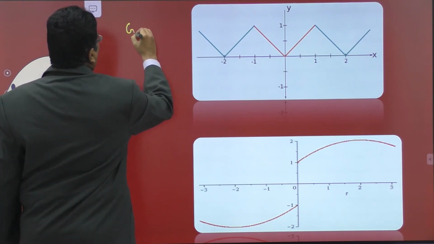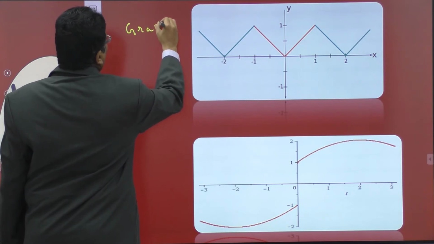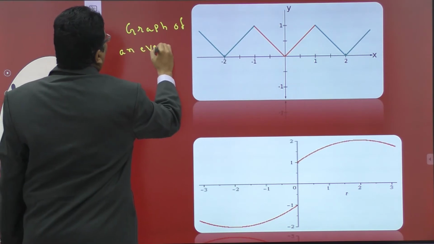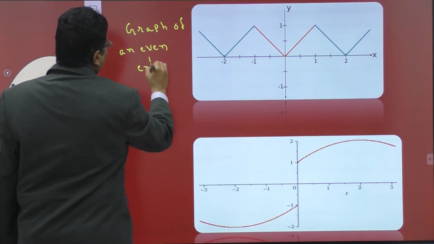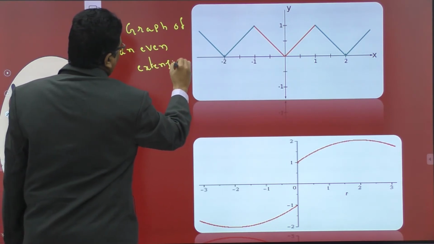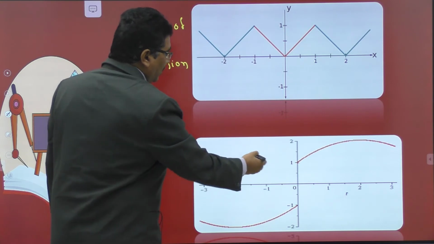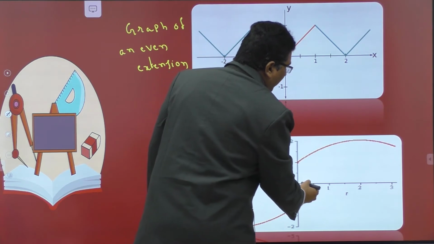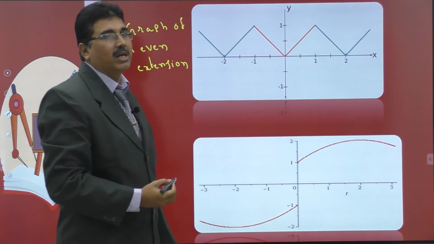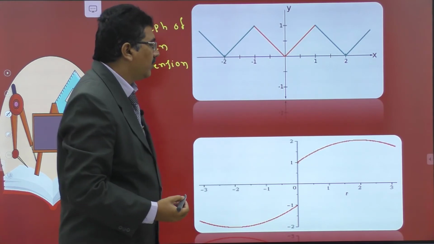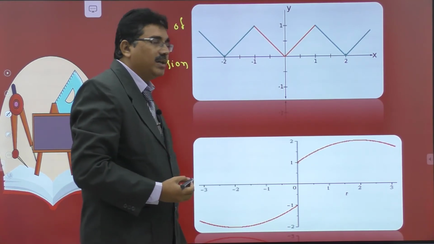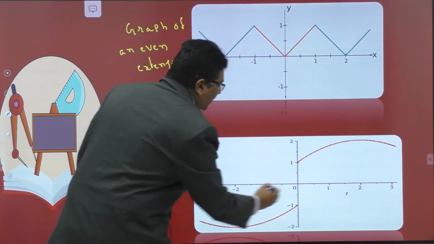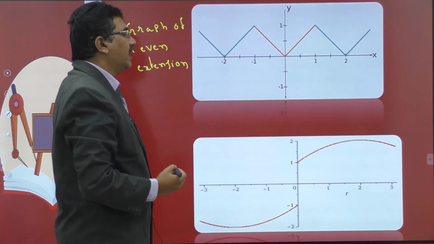This is the graph of an even extension of a function. Now observe this one. Here suppose the function is defined on closed interval 0 comma 3. Now this function can be extended to closed interval minus 3 comma 3.